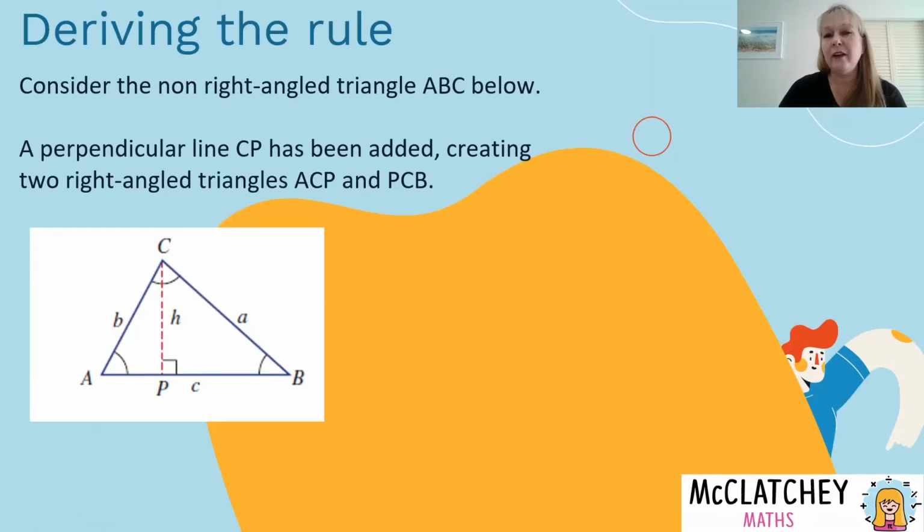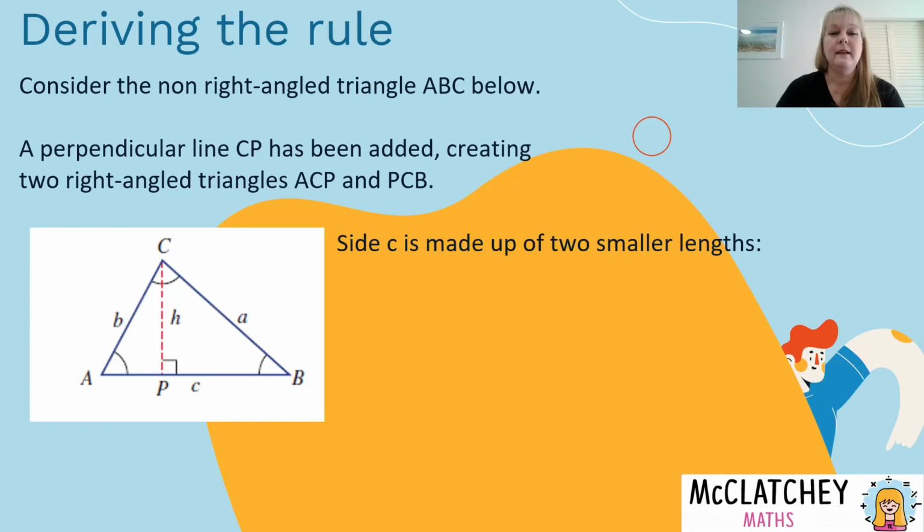Okay, now we're going to derive our rule for our extension and senior mathematics students. So we've got this non-right angle triangle ABC again, same one as we had from the sine rule. And we've got that perpendicular line CP that's been dropped down, and that's made another two triangles that are actually right angled inside the big triangle ABC. Okay, so firstly, if you think about the length side c, it has been split by the perpendicular line into two small lengths.